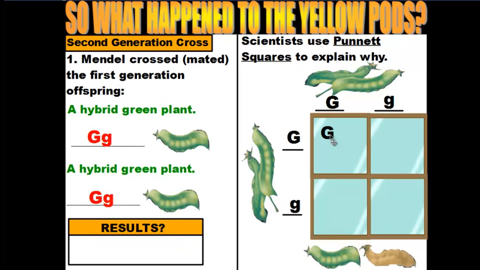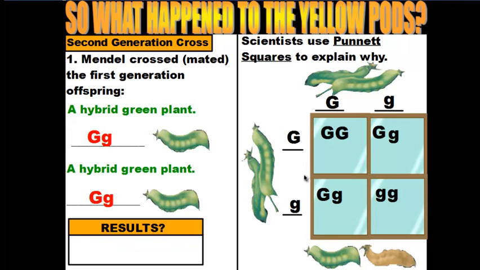We'll drag down the capital G and bring over the capital G, and bring down the lowercase g, bring down the capital G, bring over the lowercase g, and in this last box, we're going to bring down our lowercase g and bring over our lowercase g. So if we go by our rules of dominance and recessives again, anything with a capital G, the dominant trait, is going to be shown.